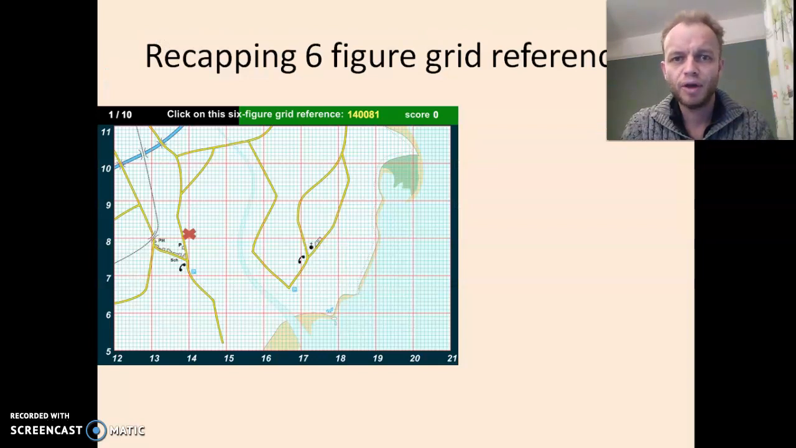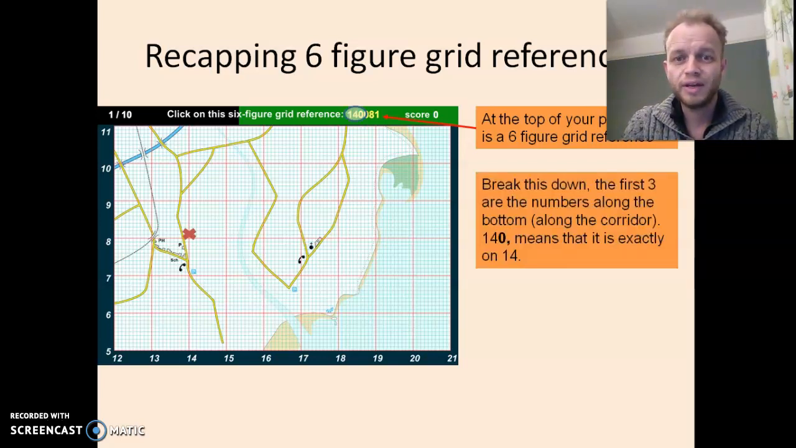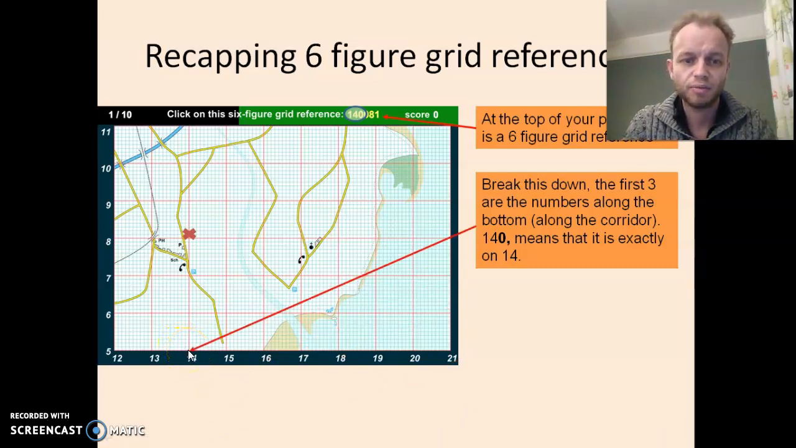Just to recap six-figure grid references. Okay, so on here it shows you that there's a six-figure grid reference up at the top of your game. So here we've got 140081. All right, so what we want to do is to break it down into sections. The first three numbers are along the corridor at the bottom there, and 14.0 means it's exactly on the 14 line. Okay, so as demonstrated here.